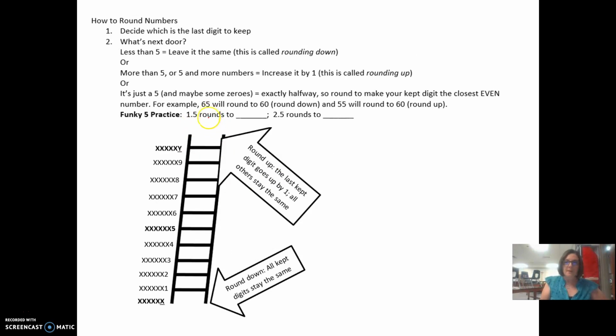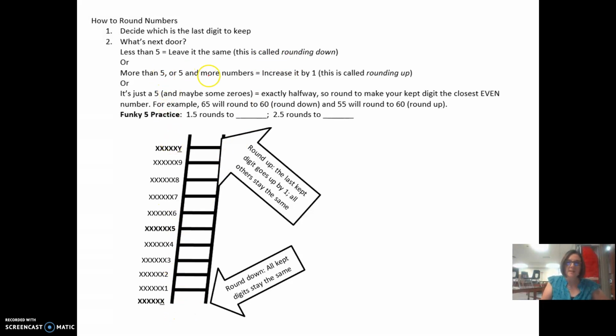These rules are also on page 4 in your packet. To round numbers, you decide which is the last digit that you're going to keep. A lot of times there will be a lot of digits before, and you're going to keep all of those. Then if they say round to this place, you find that place, and you look at just what's right next door. Don't look any farther than what's right next door to that number. If that next door neighbor is less than 5, so if it's 4, 3, 2, 1, then we're just going to leave that digit the same. We call that rounding down because you're going down the ladder to the ground.